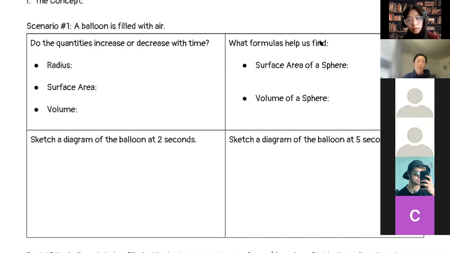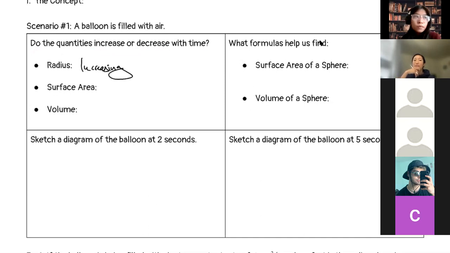What is happening to the radius? Tell me about that. Is it increasing? Is it decreasing? Is it staying the same? What's happening? Increasing because it's getting bigger. It is increasing, yes, exactly. So we can say that this one is increasing.